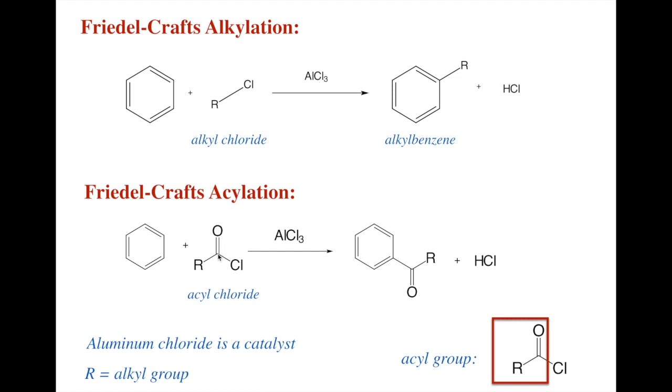The same thing for acylation. We have our acyl chloride. So there's a carbonyl with an alkyl group. That's an acyl group. And then we have a chlorine attached to the carbonyl carbon. And the attachment to the ring is between the carbonyl carbon and the carbon of the ring.